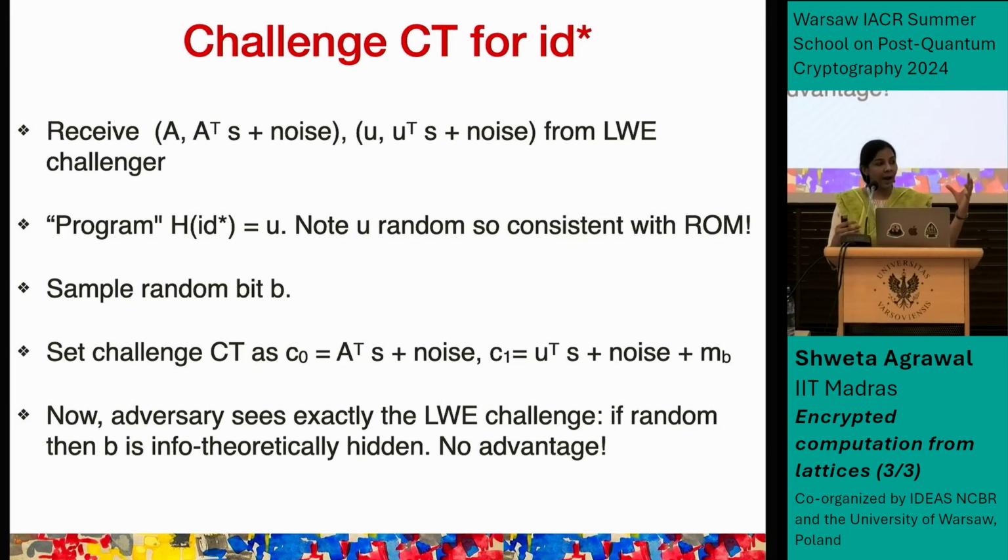If it received a random sample, then the message bit B is information theoretically hidden, and the attacker has no advantage, so it cannot solve the challenge with probability better than half. If it does solve the challenge with probability better than half, then this must mean that I received the real sample and the attacker has somehow broken LWE.